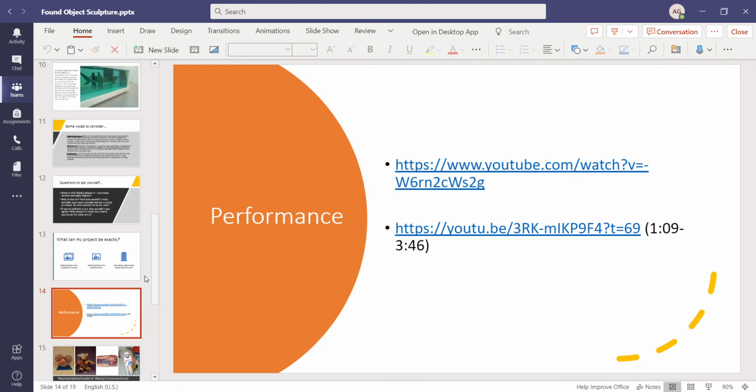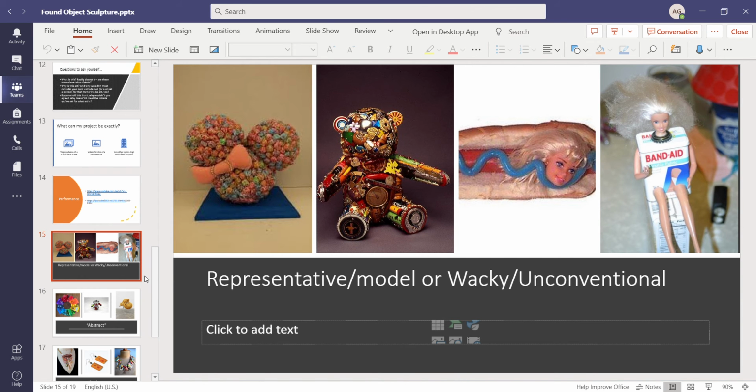And if you need help coming up with something, or you're not sure if it's something you want to do, just ask. In terms of sculptures, we have representative and model sculptures. So clearly this looks like a teddy bear, but it's not made out of fabric and stuffing. It's made out of found objects that the artist had. This is like the Disney Mickey Mouse head logo, but it's made out of candy to make it more fun and whimsical. Or you could do something wacky and unconventional.